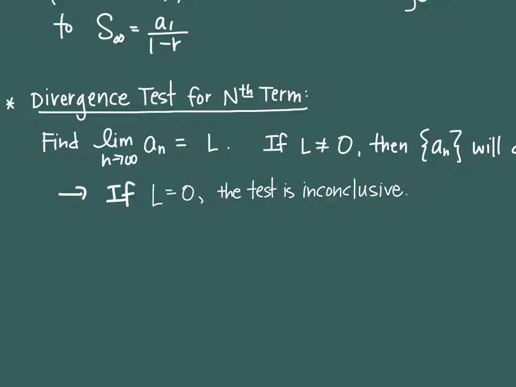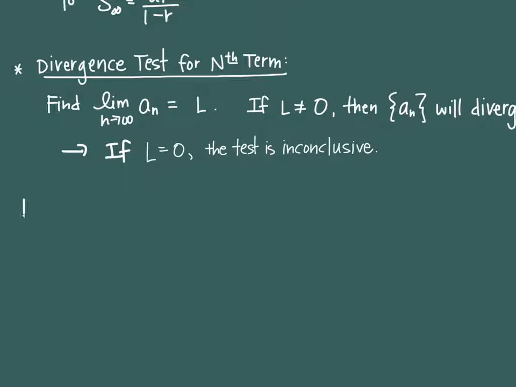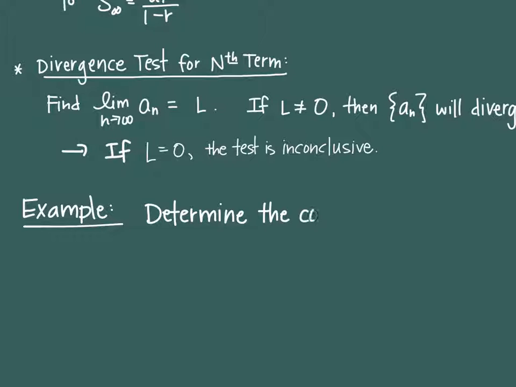Then we need something that can help us if the limit is 0. So we're going to move on to another test. You know what, actually, let's do a couple of examples on this one before we move on. Maybe it'll just say something like, determine the convergence or divergence if possible.